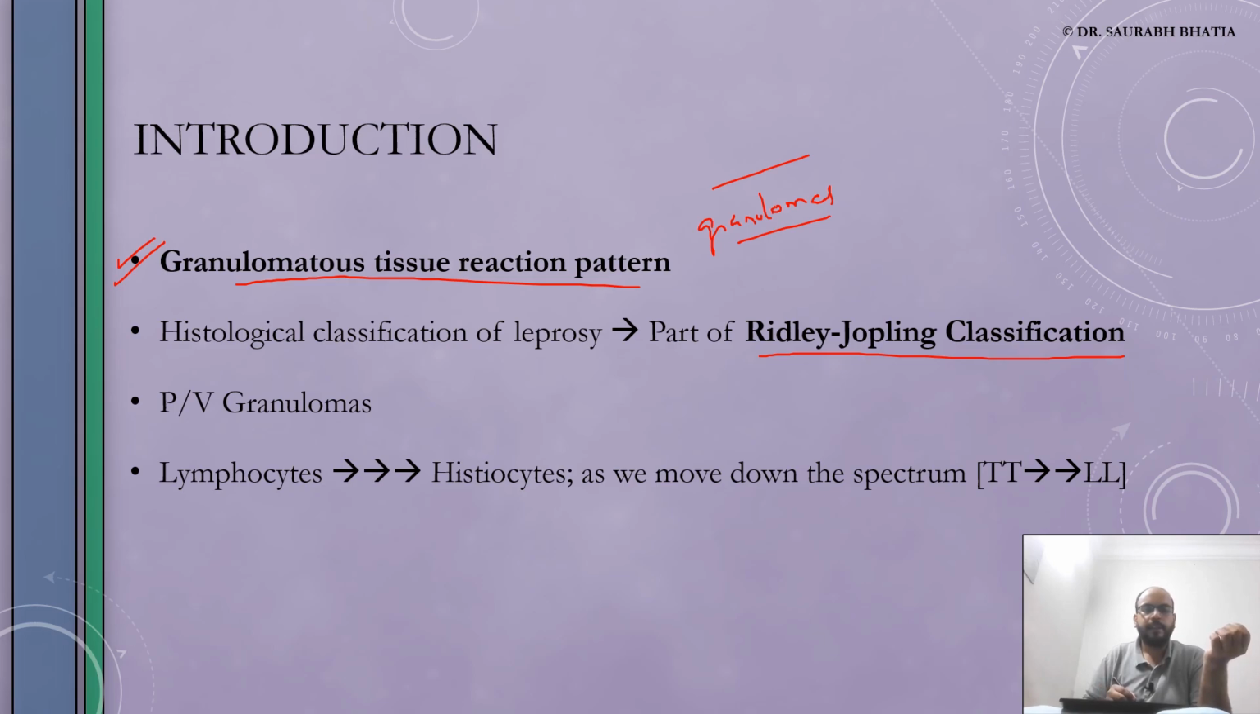Okay. Now the major thing that we have to keep an eye out for is perivascular granulomas. That is where we see those granulomas. Okay. So depending on what part of the epidermis is involved, depending on what cells make the granulomas, we classify leprosy histologically into different sections. Okay, we'll discuss them in much detail as we go through this presentation.